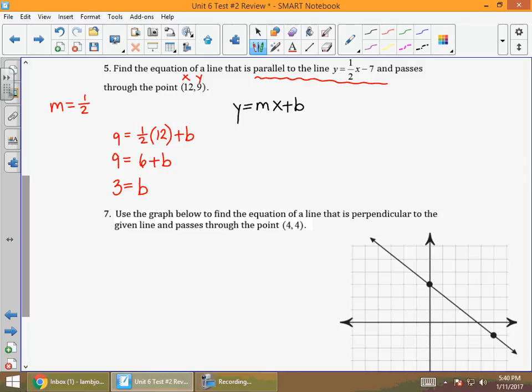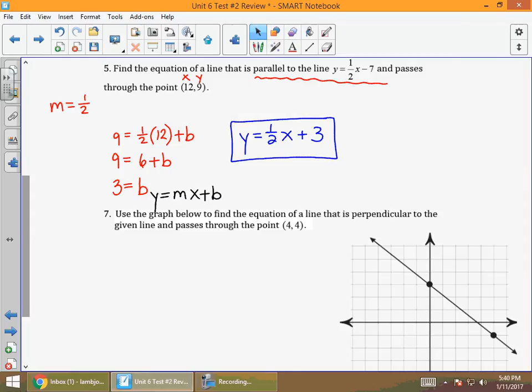So when I have to find this equation, y equals mx plus b, I can. And I'm going to write it as y equals the m value, 1/2, x plus the b value, which is 3. That is the equation of the line that I'm looking for in y equals mx plus b form. So you have to use the information that's given. You have to find a slope based on the information given, and the point gives you the x and the y. Question number 7 is going to do the same kind of thing.